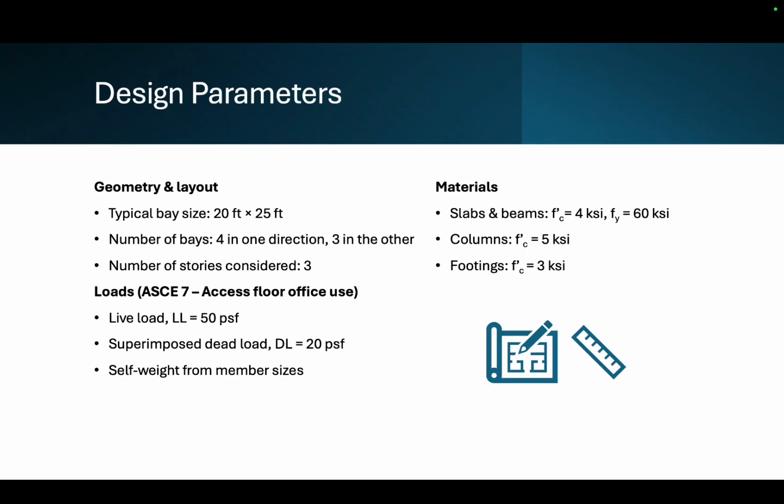And here are the main design parameters I worked with. The building is laid out with 20 by 25 foot bays, 4 in one direction, 3 in the other, considering 3 floors. I also followed ASCE 7 for the access floor office use, giving me 50 PSF live load and 20 PSF superimposed dead load. And material-wise, I used 4 KSI concrete for slabs and beams, 5 for columns, and 4 KSI for the footings with grade 60 rebar.